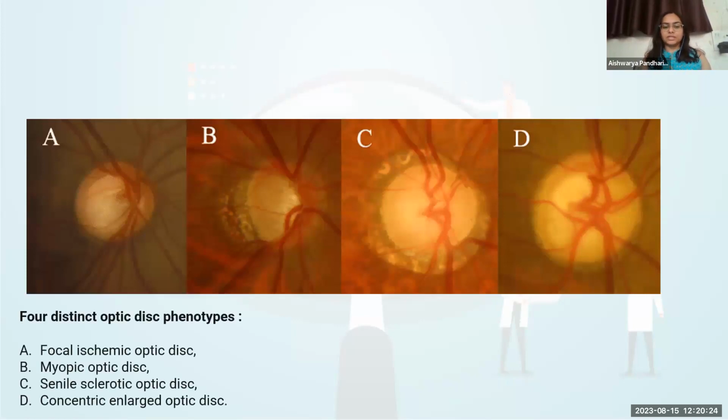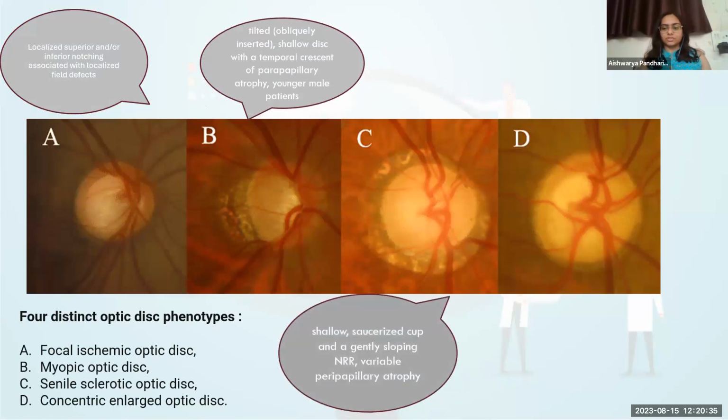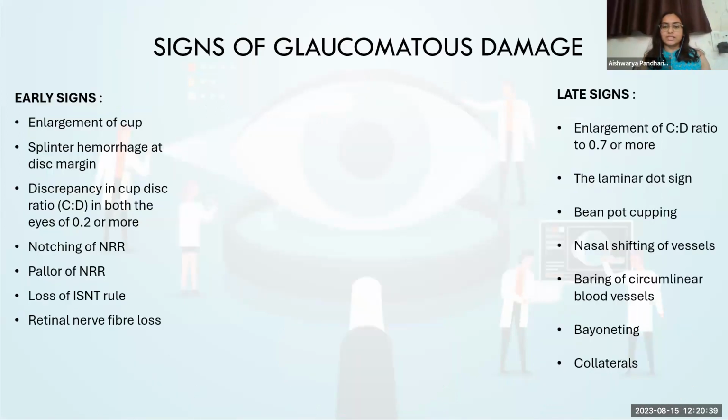We usually get to see four distinct optic disc phenotypes in glaucoma. It includes focal ischemic optic disc, myopic optic disc, senile sclerotic optic disc, and the concentrically enlarged optic disc, which is usually associated with diffuse visual field loss. Moving towards the signs of glaucomatous damage, it can be classified into early signs and late signs.